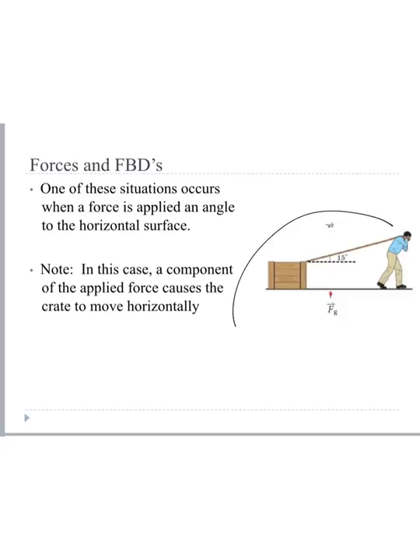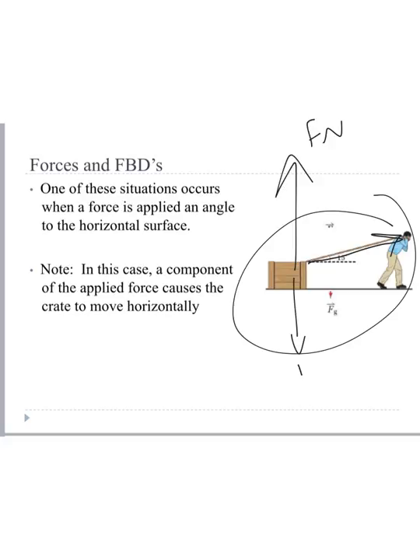So one example is here where we have this crate. The tension force is at an angle. So we still have our normal force going up, we have our gravity force going down, and we probably have friction going to the left. But our tension force is at an angle, and that means we have to break it into components. So from where we started, we go towards where we've ended. We're going to have an FTX component, and we're going to have an FTY component of that force.